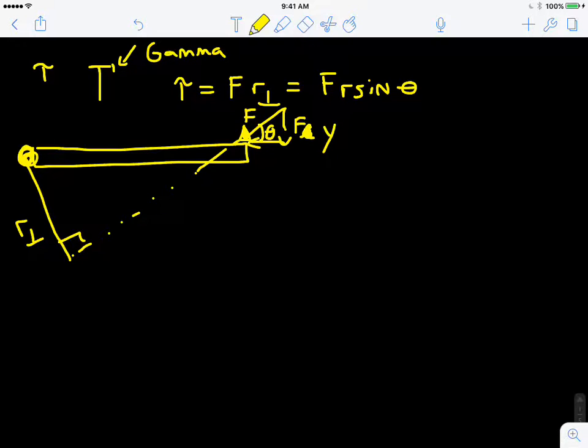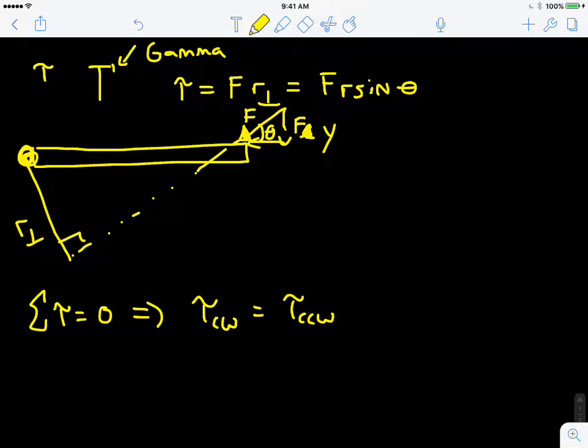If the object's not rotating, just like if the object's not accelerating, what we know is that the sum of the torques is equal to 0. The consequence of this is that the torques in the clockwise direction are equal to the torques in the counterclockwise direction.